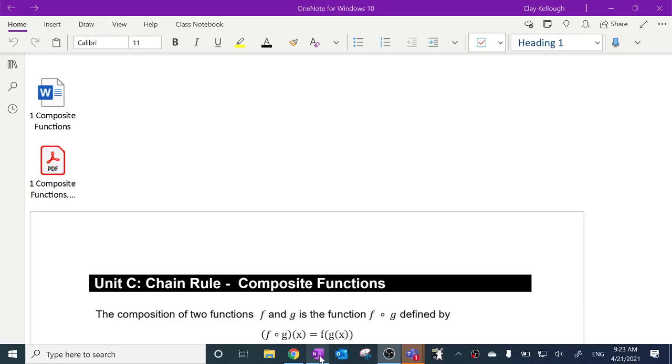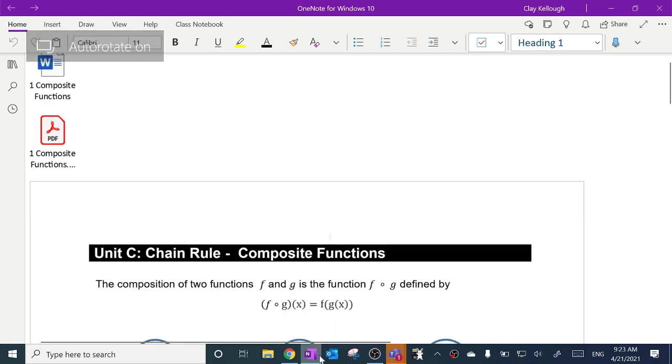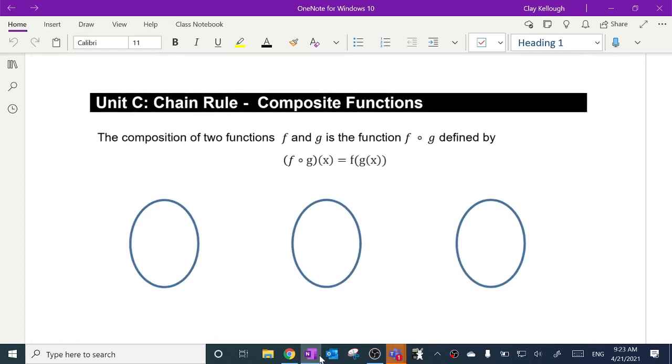Okay, so our introductory lesson for the third unit here is called Composite Functions. And this is kind of a notation thing. The basic idea of a composite function is probably something that you've seen before.